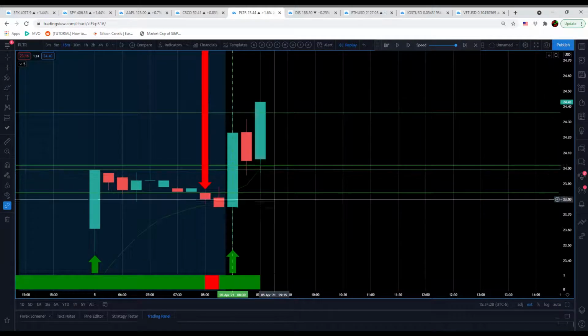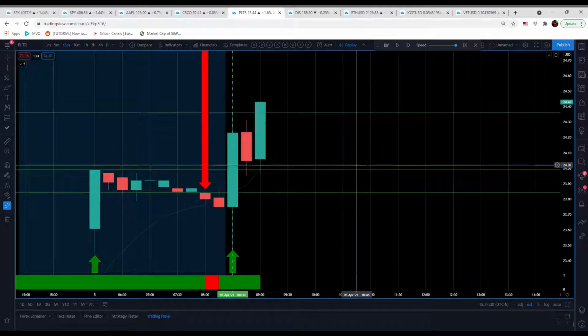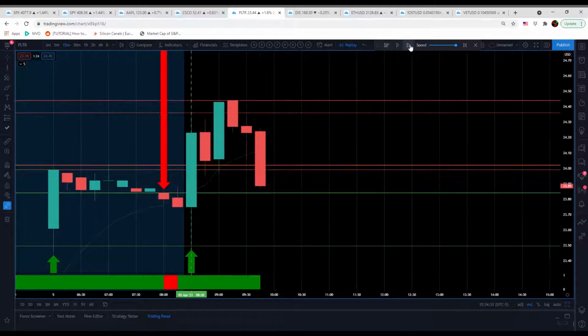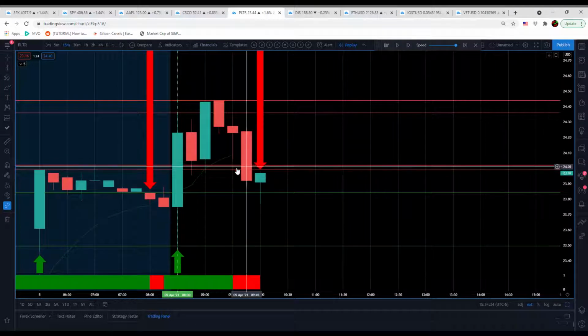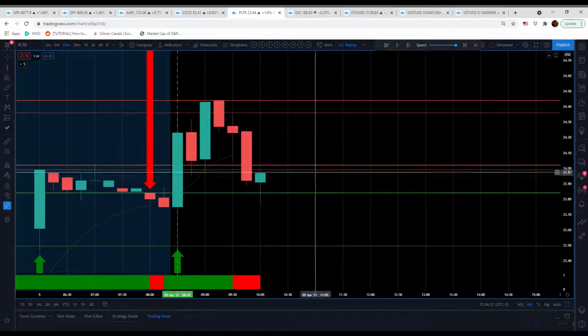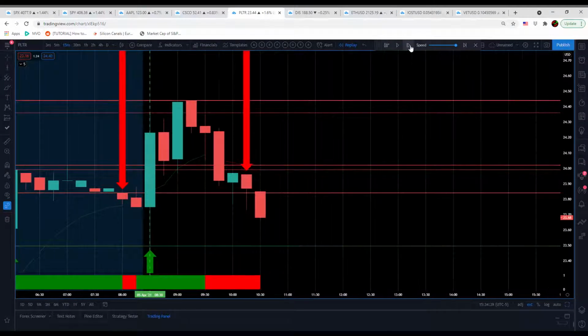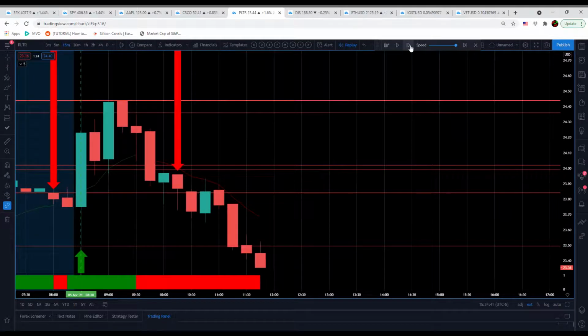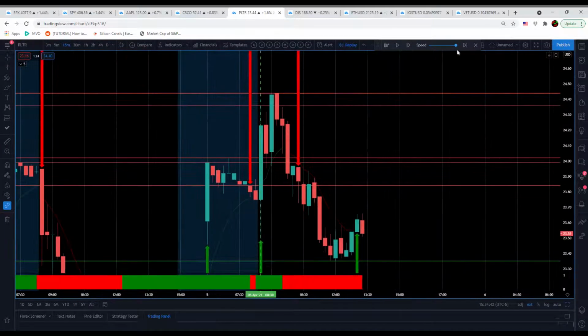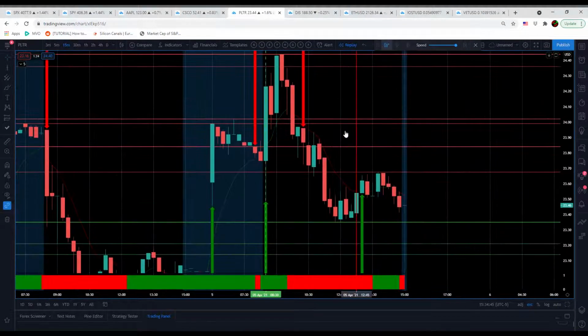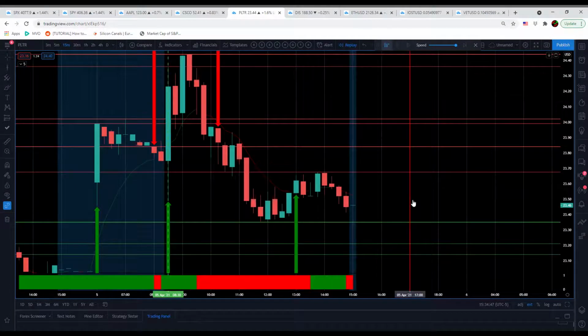Then I didn't re-enter because I wanted to hold above this area. And the whole time, all day, it struggled holding above this confluence, my mark. That's why I didn't re-enter. Now let me see where it's at right now. So we actually broke all the way down.